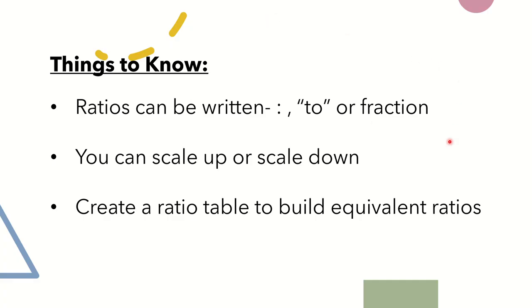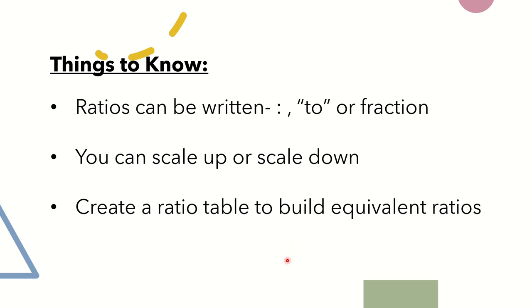Here are just a few things that you should know. Of course, ratios can be written using a colon, which is the two dots, the word "to", or in fraction form. You can scale up or you can scale down. Scaling up, of course, means multiply. Scaling down means divide or reducing down. And you can use a ratio table to create equivalent ratios. So if all else fails, you can solve a ratio problem. You can determine which ratios are equivalent or even build equivalent ratios by using a ratio table. So it's important that you know how to look at one and create one. Let's go ahead and move on.